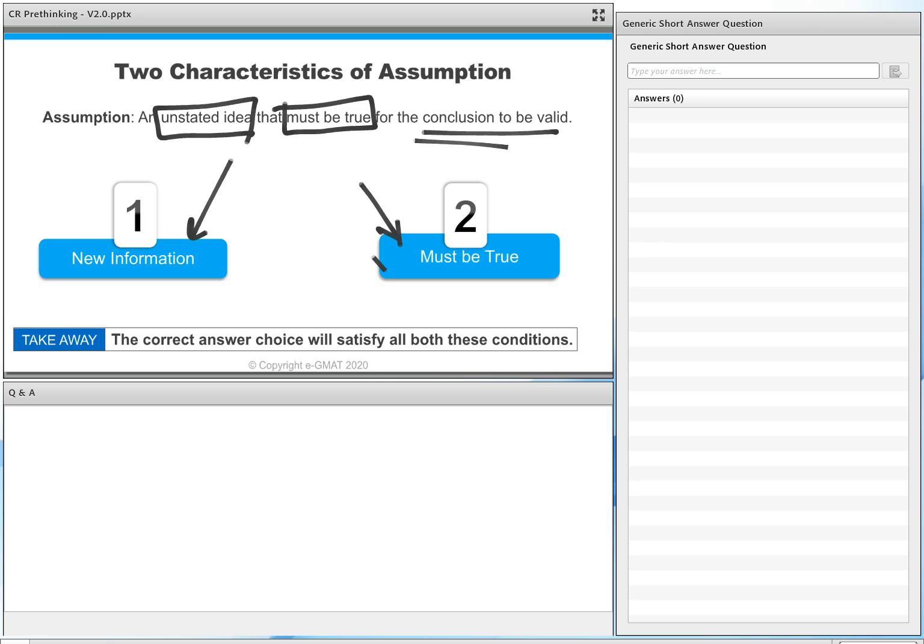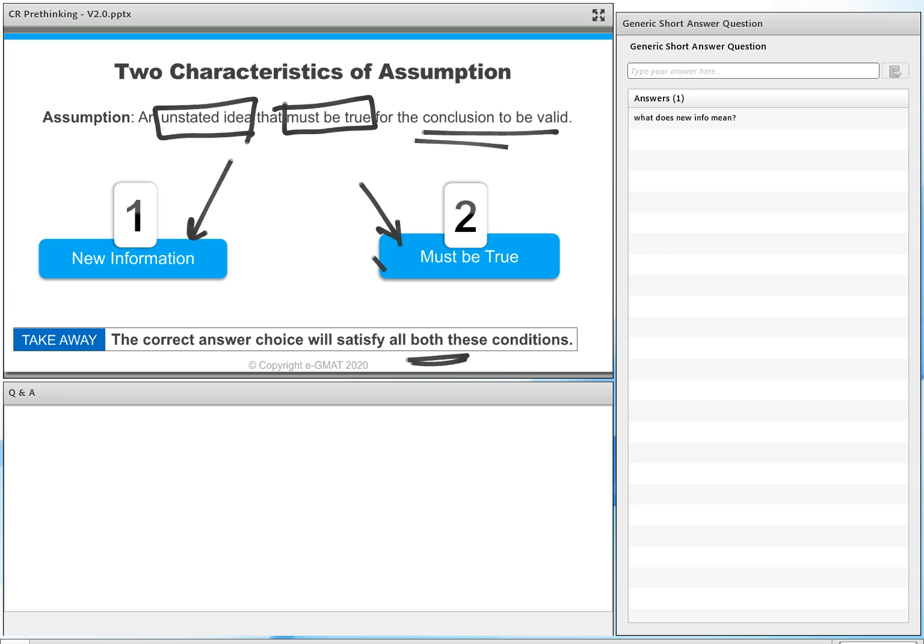So write this down. Why? Because when you're solving questions, there will be answer choices that will confuse you. If you have this definition in your mind, that's all that you would need to validate or invalidate that answer choice. Now, the correct choice will satisfy both these conditions. The incorrect choice will falter on either one or two.